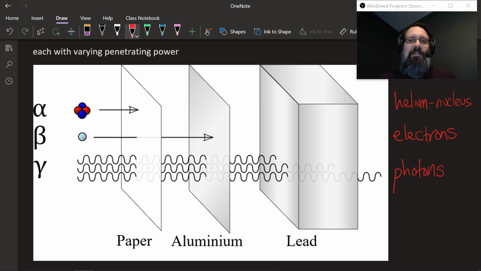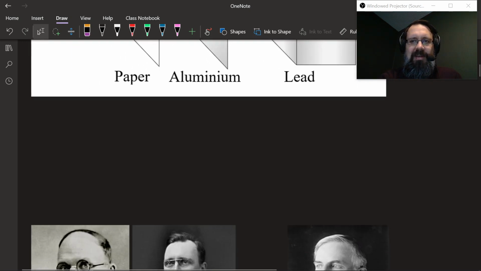We have since discovered that the reason alpha gets absorbed by paper is because it's this big honking fat helium nucleus, whereas the beta is a little teeny tiny electron, and then the gamma is actually photons. And photons don't really interact with matter, so they just pass right through it. Hopefully that answers your question.